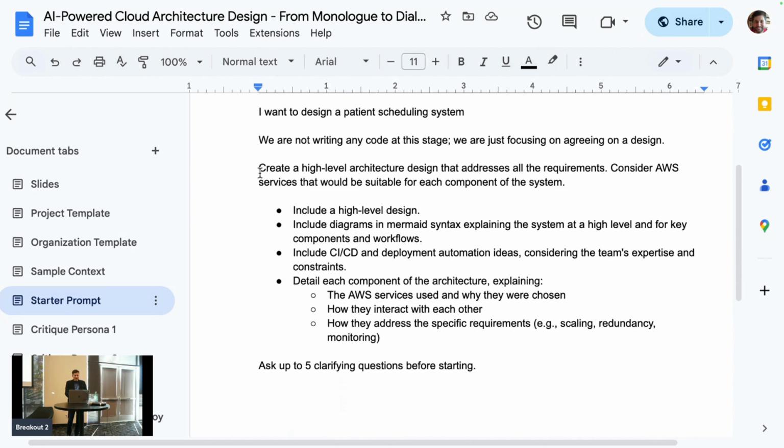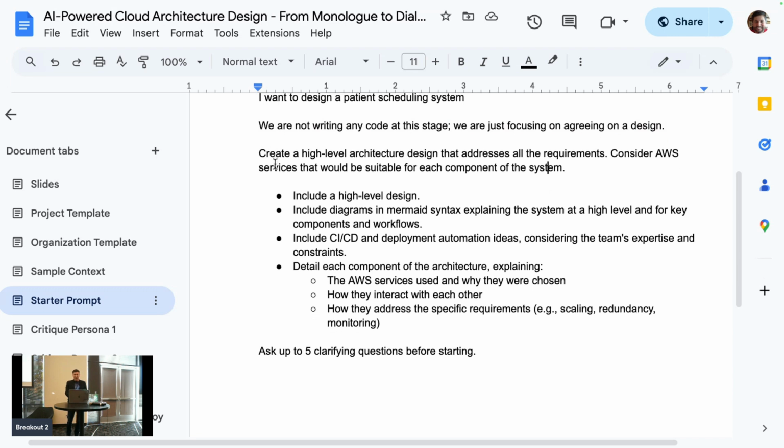And then I end with this part, which is important. First of all, I tell it we're not writing any code at this stage. We're just focusing on agreeing on a design. That way it doesn't start spinning out a bunch of files before you understand what it's doing and why. And I ask it for a few things.